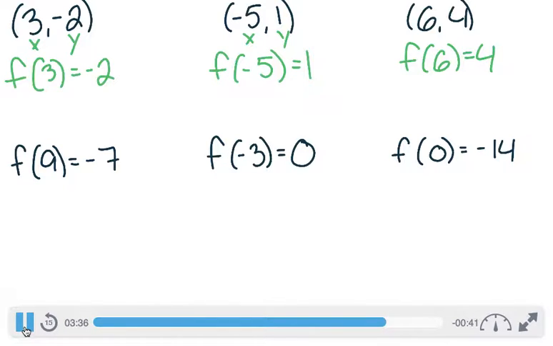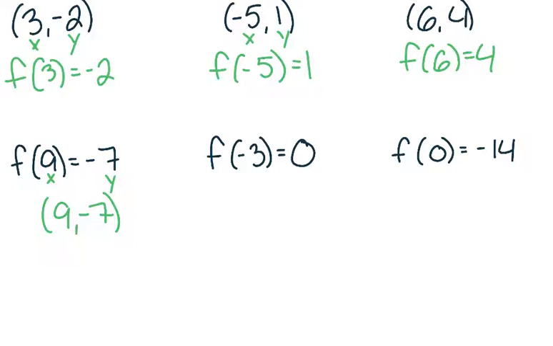Now the same is true if you're given function notation, you can write a coordinate. So if I'm given f of 9 equals -7, 9 is my x value and -7 is my y value. So I can write a coordinate from this as (9, -7). And even if there's a 0 involved, you can still write it as a coordinate. So for this second to last example, I have f of -3 equals 0. So this would be the coordinate (-3, 0). And for this last one, I have f of 0 equals -14. So this would be the coordinate (0, -14). Feel free to pause this video and write these examples in your notebook.